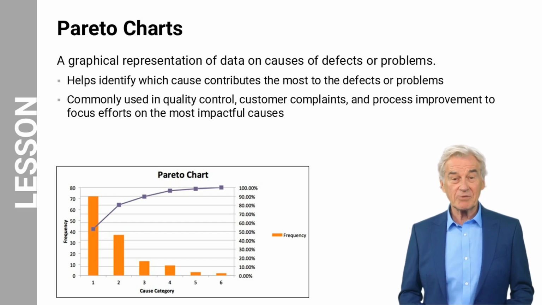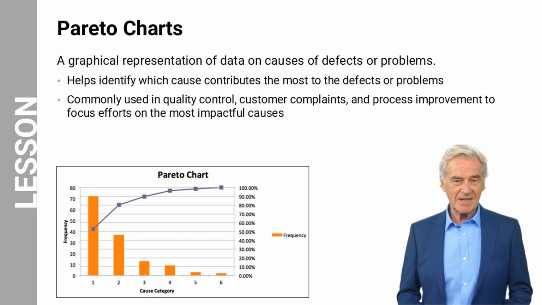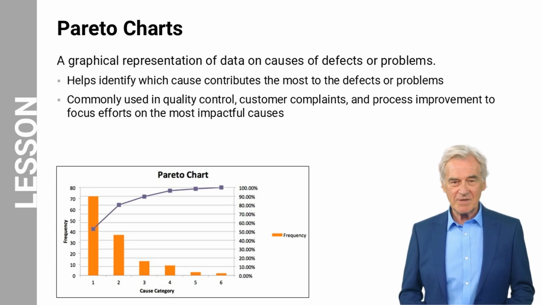In this example of a Pareto chart, 6 potential causes could create the problem being analyzed, numbers 1 to 6. The orange bars show the count of the number of times that cause created the problem. For example, about 70 defects were produced due to cause number 1. The purple line shows the cumulative percentage, adding all the previous percentages together, of the number of defects or problem occurrences. Pareto charts are commonly used in quality control, customer complaints, and process improvement to focus efforts on the most impactful causes.